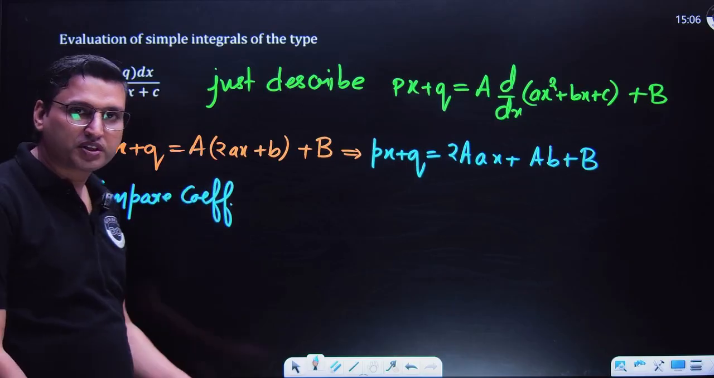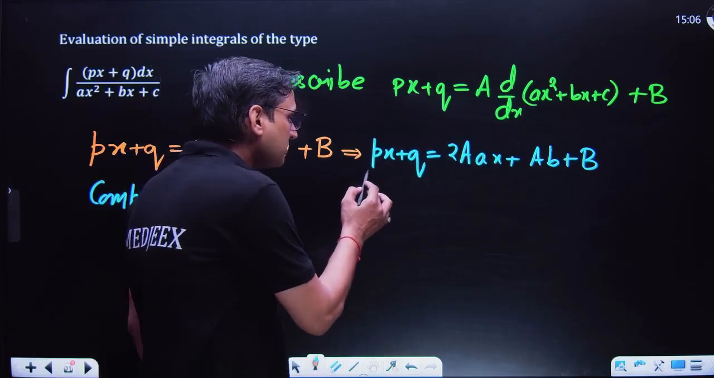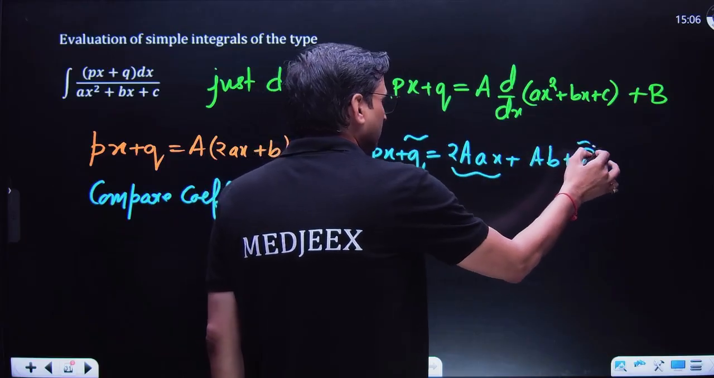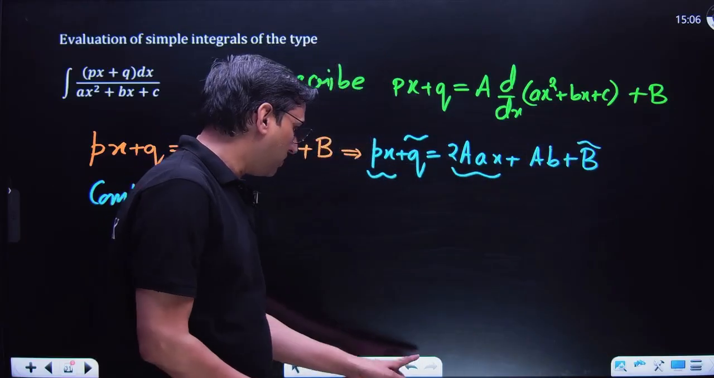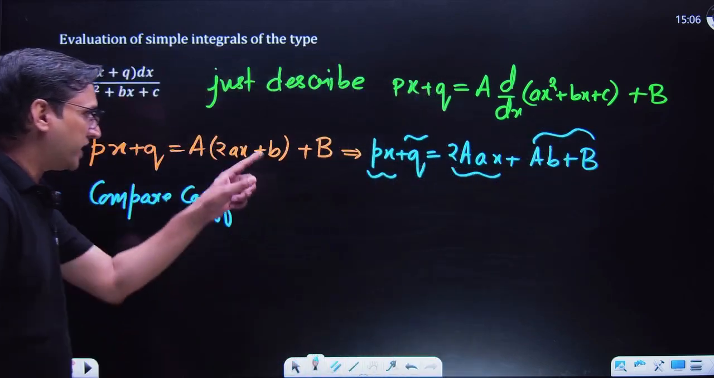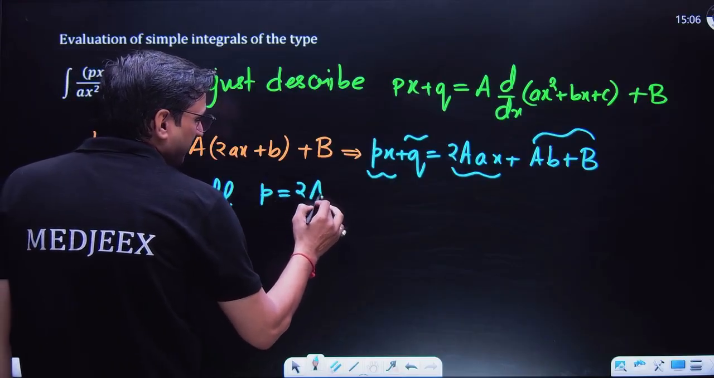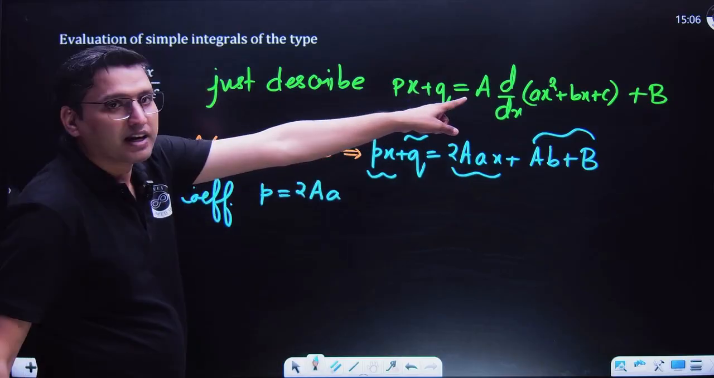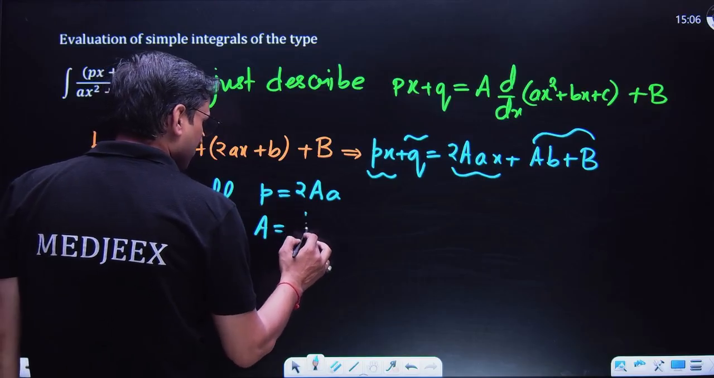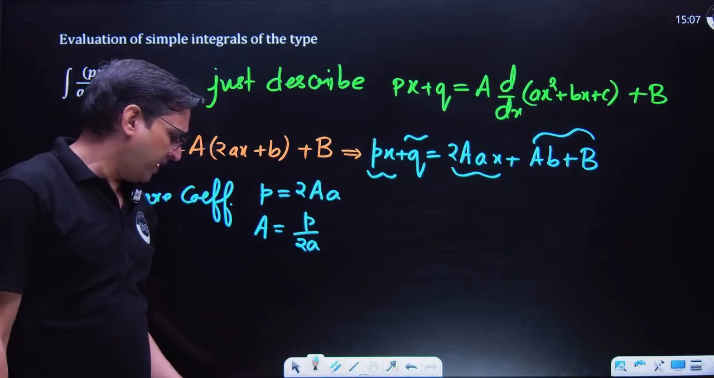After comparing coefficients and the constant term, what I can see is this term is compared with this, and this term is compared with this one. Not this one only, even this. Yes or no? What I can see, P will be written as 2 times capital A small a, and I need capital A only. Then I can say A can be written as small p upon 2a. Is it simple? Very simple, sir.